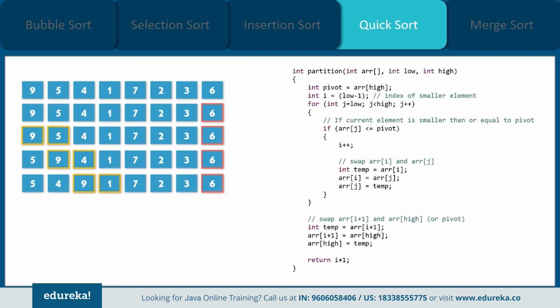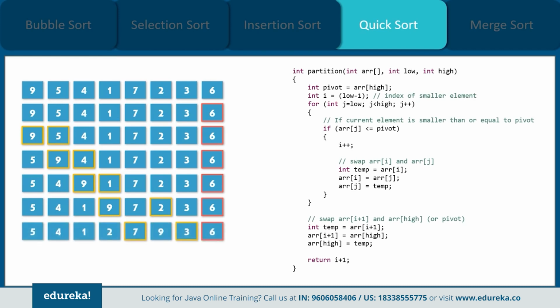Now again 6 and 1 are compared, and we see that 1 is less, so you again swap. But 7 is greater, so you don't swap. But 2 is lesser, so what we're going to do is swap the 2 with the 9. So on and so forth.